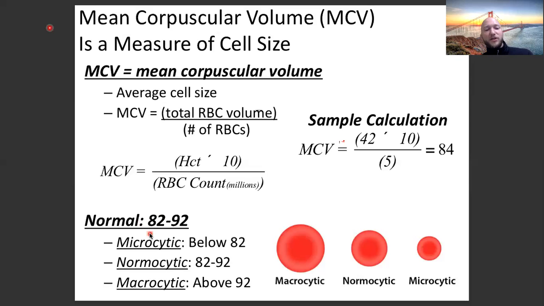So here's some terminology. Cytic refers to the cell. So microcytic would be like small cell. Normocytic, like normal cell. Macrocytic is like big cell. So if your MCV is below 82, it's considered microcytic. If your MCV is 82 to 92, normocytic. If your MCV is above 92, macrocytic. These terms are used commonly to describe the size of the average red blood cell.